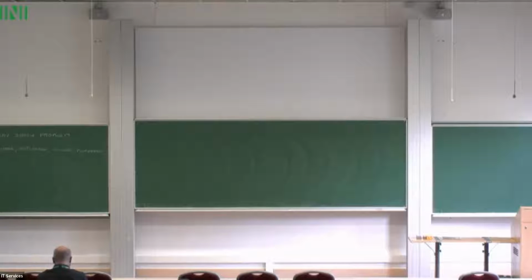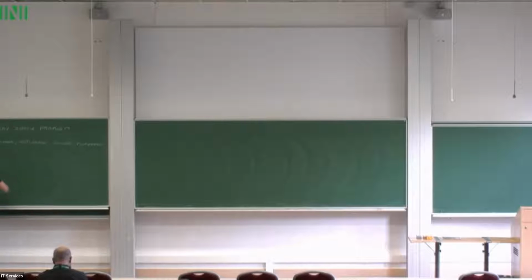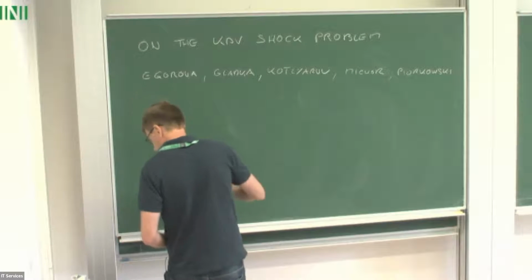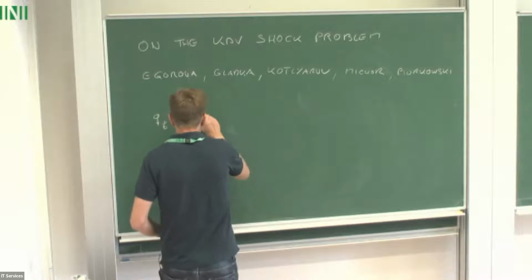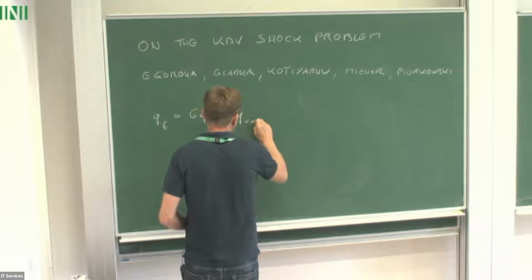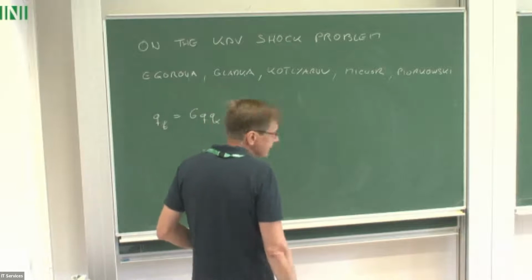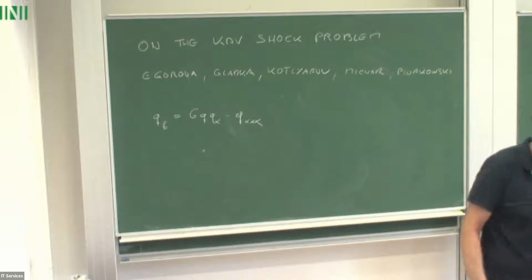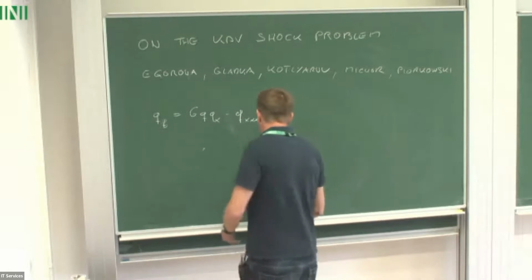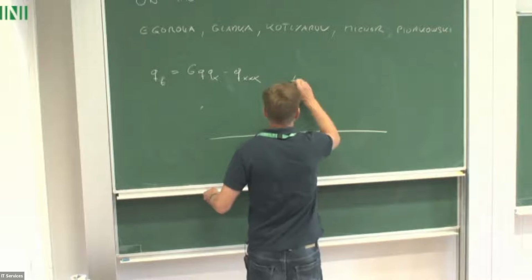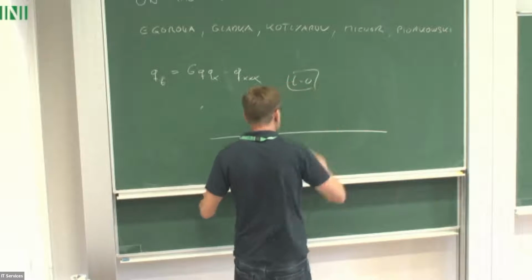Okay, and so I'm going to talk about the KdV equation. You all know the KdV equation, but let's still put it here. And I'd like to look at some initial conditions which have a step-like structure. And that means my initial condition should look like this at t equal to 0.